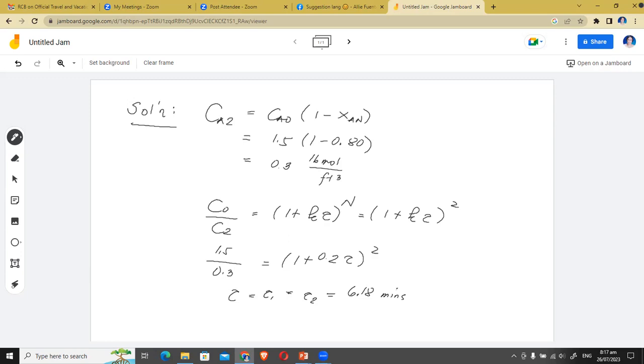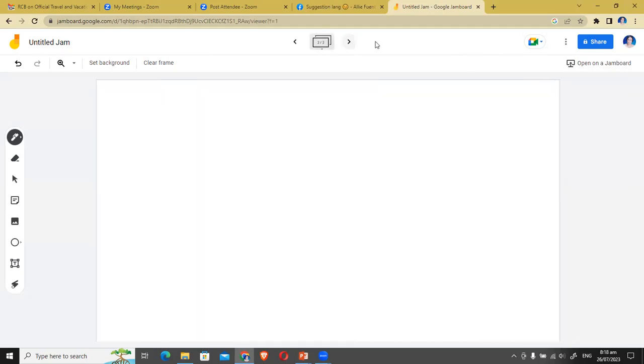So in here, we have determined first Ca2 because we're given the overall conversion. Now from that, we can solve for the space time. And since we know the space time, we can now solve for the Ca1 based on this same formula. So we'll have Co over C1 equal to 1 plus K tau raised to 1 in this case, with the goal of determining Ca1. Okay, any questions so far? Okay, so if there's none, then we go to the next part of the solution.